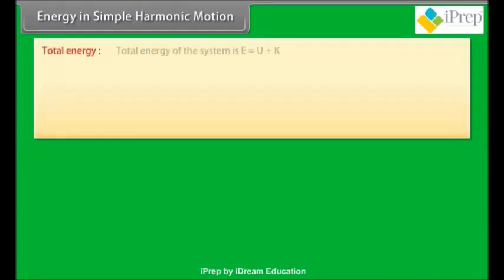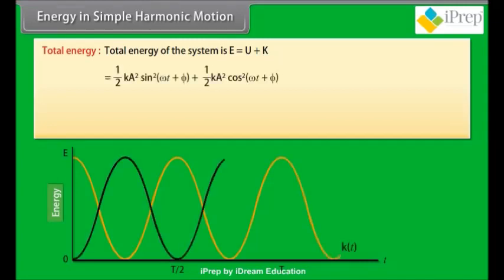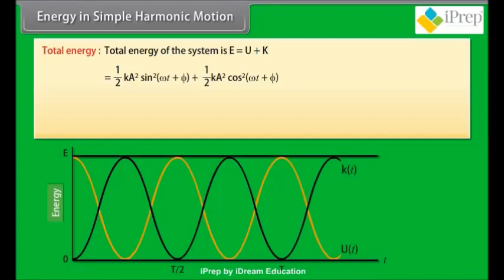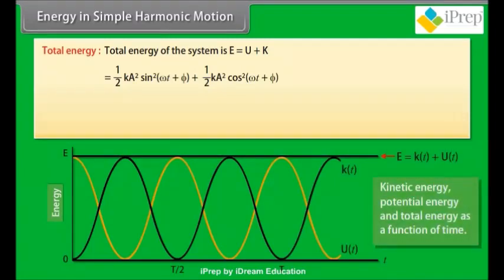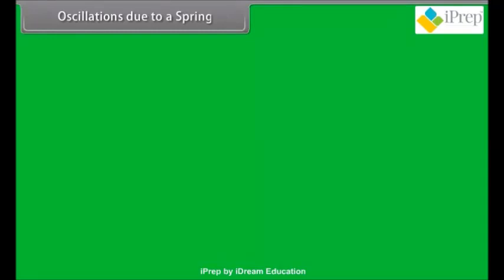Total energy. Total energy of the system is E = U + K = ½kA² sin²(ωt + φ) + ½kA² cos²(ωt + φ) = ½kA². Hence, the total mechanical energy of a harmonic oscillator is independent of time. Oscillations due to a spring.